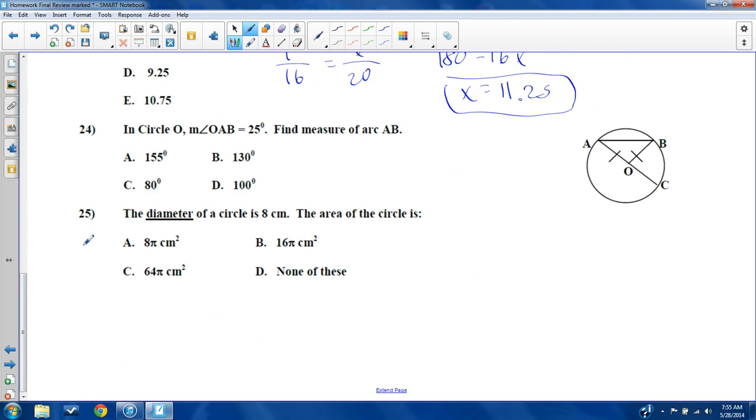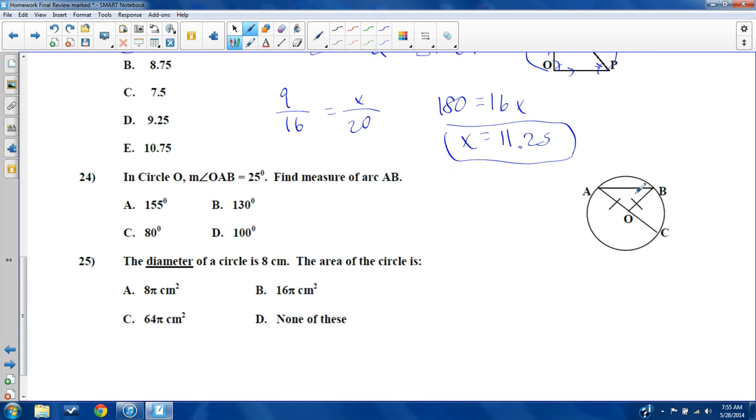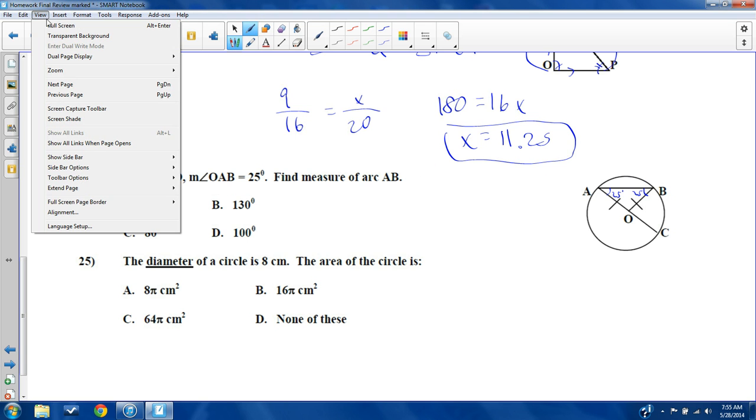Okay, in circle O, measure of angle OAB is 25 degrees. Automatically, I know two things. One, these are radii. They show you that too, but it's an isosceles triangle, so this must be 25. They say calculate the measure of arc AB. So I'll do this two different ways. I'll do the isosceles triangle way first, and then I'll do it the other way.